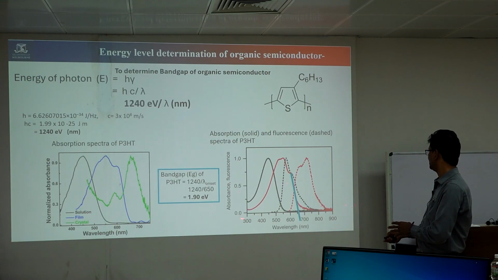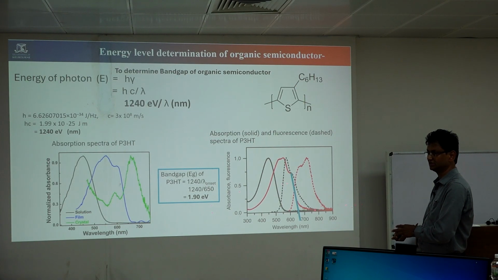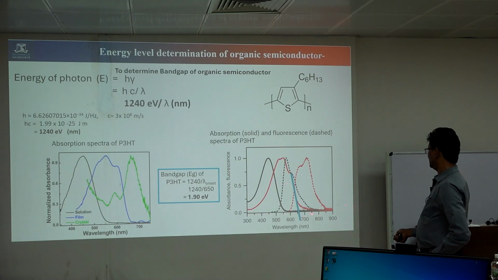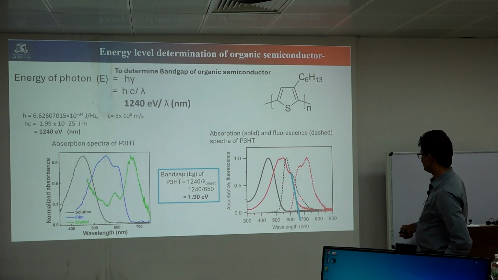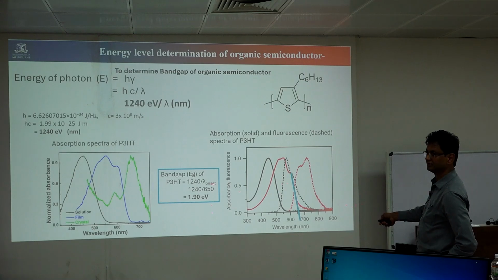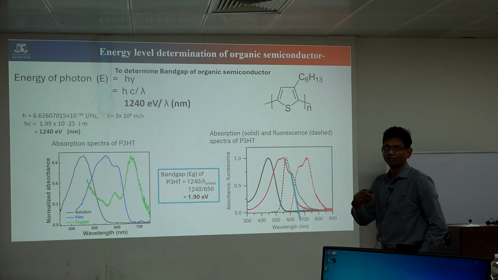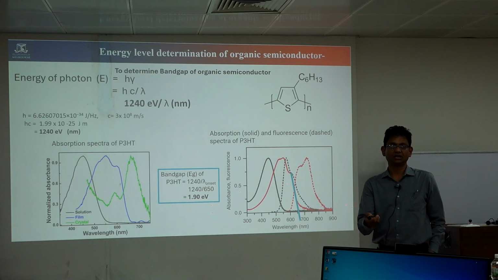So that's why, on the right-hand side, is lower energy, higher wavelength, this emission spectrum. This is the onset of absorption. If the onset starts like this and you draw the tangent like this, where it cuts the axis, we can say it is around 650. That's why I take 650 here. So 1240 divided by 650 is 1.90. That's the band gap. I hope you all understand how to calculate the band gap from the onset of absorption.